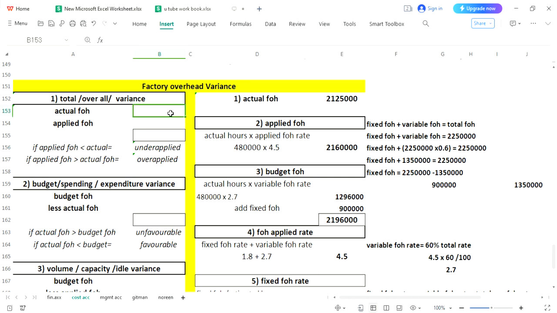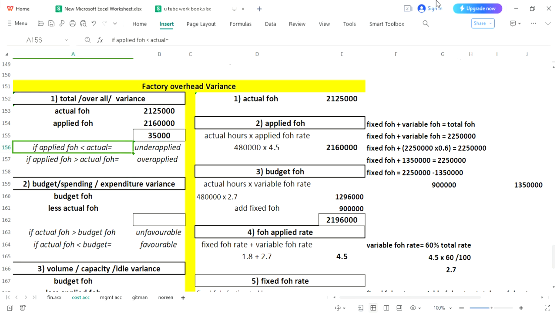The first variance is actual total variance or overall variance. For that we need actual FH. Look here, I'm highlighting actual FH. This was given in the book and you will write this 21 lakh 25,000 over here. Then you need to put applied FH, and you can see we have calculated applied FH 21 lakh 60,000. Put it over here. It's time to calculate total variance by taking the difference between actual and applied FH. So your applied FH is 21 lakh 60,000, and subtract actual FH which is 21 lakh 25,000. So here we have got the difference.